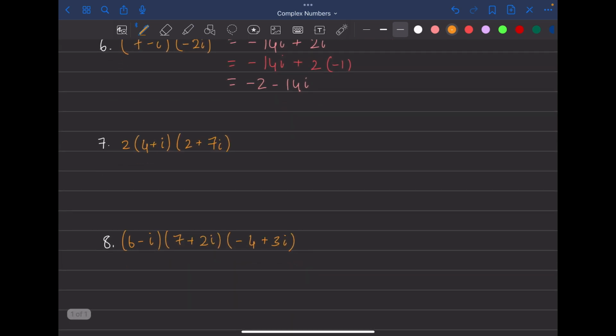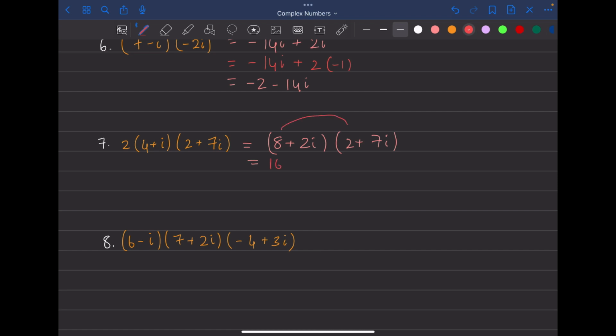Let's do the exact same thing, but first we have a coefficient here, so let's multiply that by the first bracket. We're going to get 8 plus 2i. That's the first bracket if you expand the 2, and then that is multiplied by 2 plus 7i. So I'm going to rewrite that. Okay, our first step, once again, expand each term.